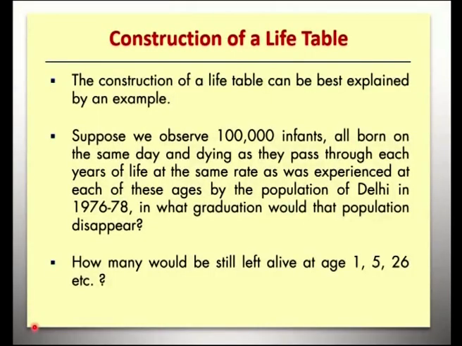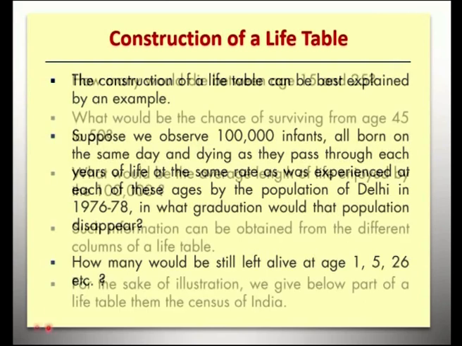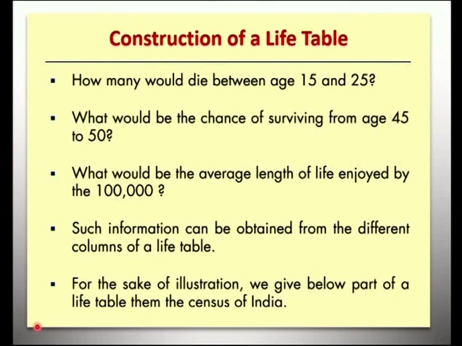How to construct a life table? The construction of a life table can be best explained with this example. Now, observe 1 lakh infants all born on the same day and dying as they pass through each year of life at the same rate as was experienced at each of these ages by the population of Delhi in 1976-78. In what gradation would that population disappear? How many would be still left alive at age 1, 5, 26, etc.? How many would die between age 15 and 25?